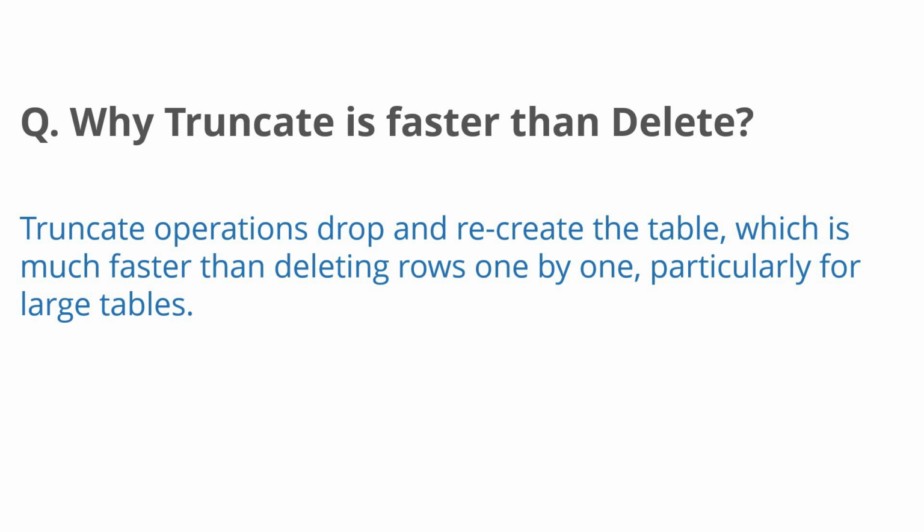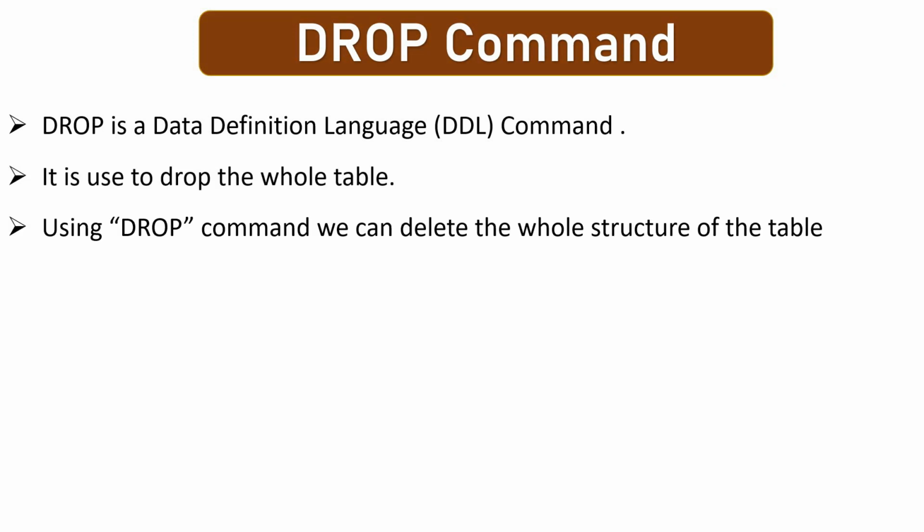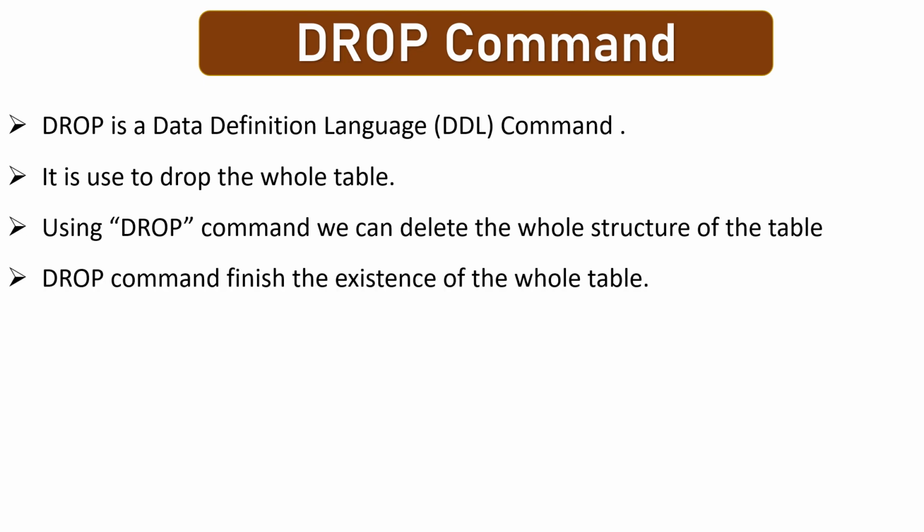Now I hope you understand what the delete and truncate commands are. Now moving towards our last command, which is the drop command. The drop command comes under DDL, as it deals with the structure of the database table. With the help of this command, we can delete the complete table, which means the data and also the structure of the table. So the drop command finishes the existence of the whole table. And also the drop command is not transaction safe. That means we cannot undo the drop operation. Once the table is dropped, we cannot restore it. So always use this command carefully.